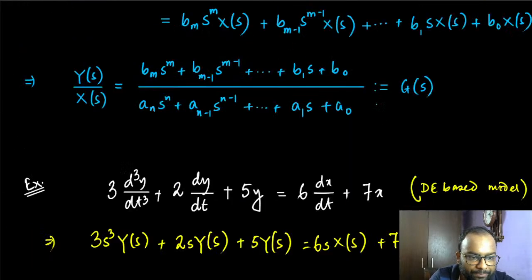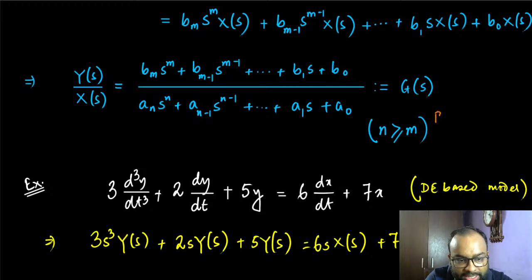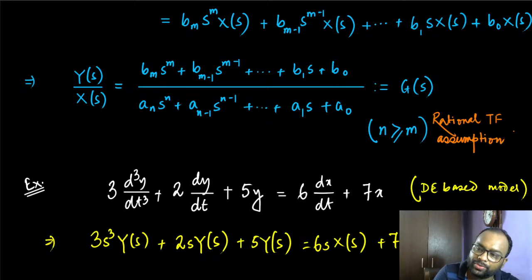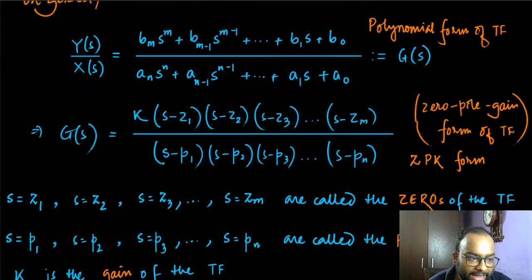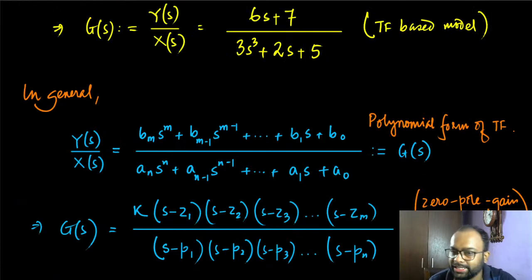We are saying that n is greater than or equal to m. This assumption is called the rational transfer function assumption. So we are only going to deal with rational transfer functions. I already gave you way too many conditions, and still, fortunately, you will see that many physical systems can be expressed in terms of rational transfer functions very easily. We are going to do the modeling part from our next class.